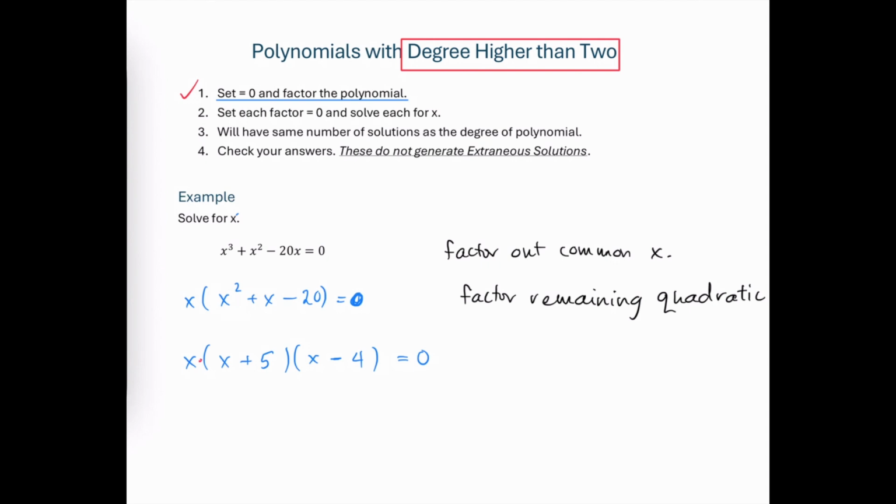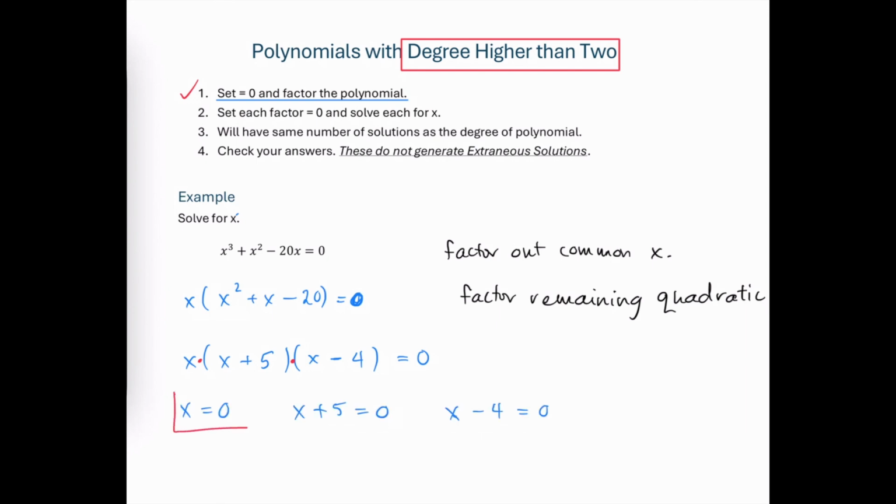So now this is completely factored, and we'll set each factor equal to 0. x is the first factor, that gets set to 0. x plus 5 is the second factor, also getting set to 0. And x minus 4 is the third factor, so we'll set that equal to 0 as well.